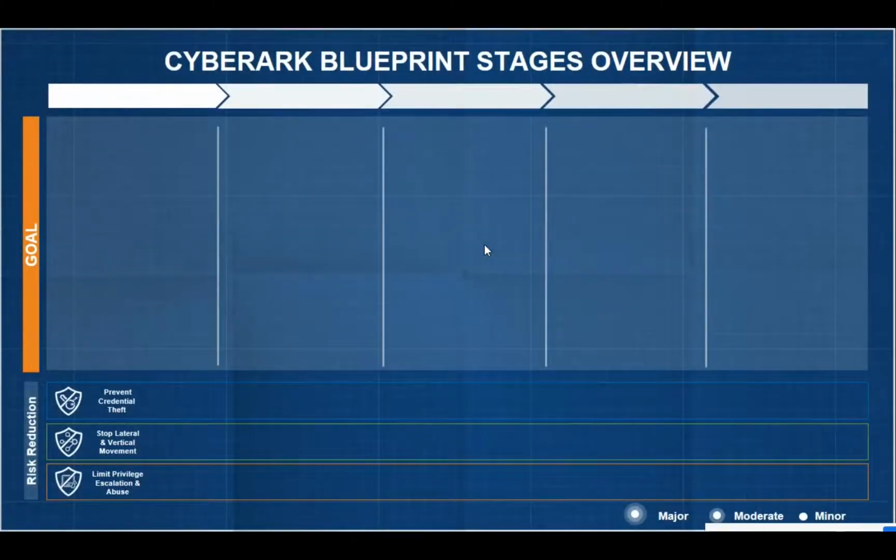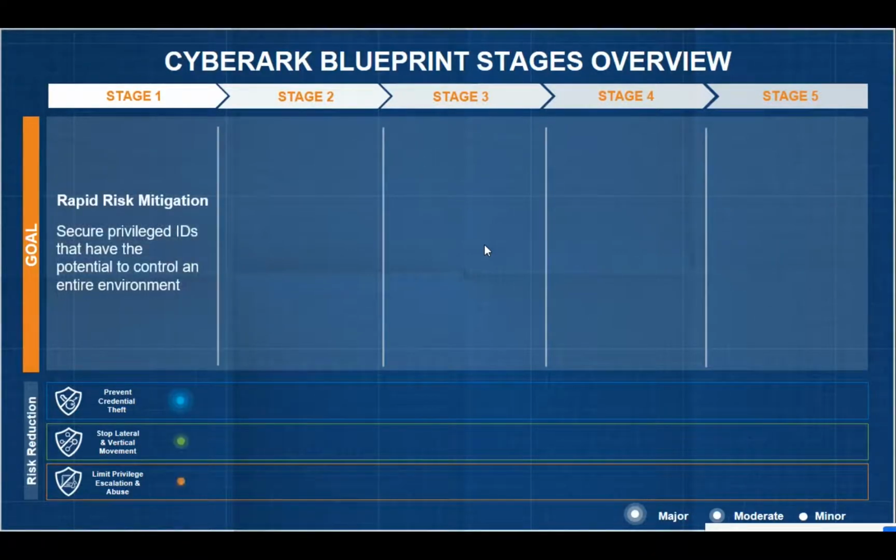Within those three main areas, there are various stages we need to understand before we implement the entire solution successfully. There are a total of 5 stages which we are going to talk about. In the first stage, we do rapid risk mitigation, where we secure the privileged IDs that have the potential to control an entire environment. We secure accounts like system accounts and service accounts by isolating them, analyzing the sessions, and rotating the credentials.